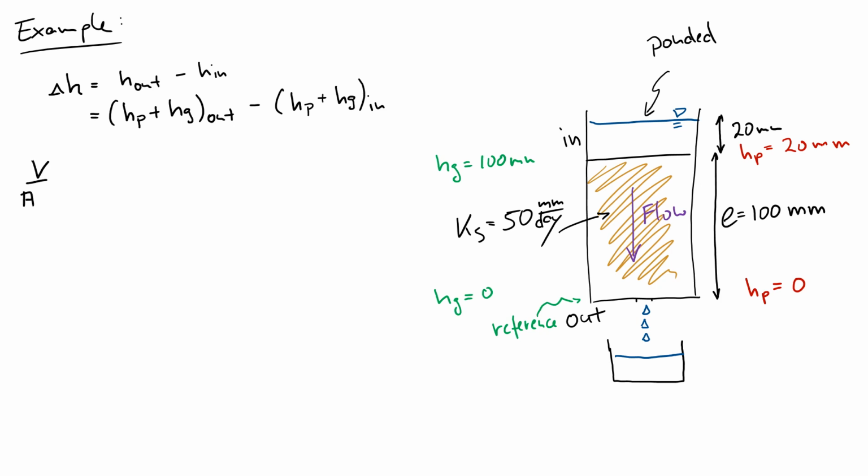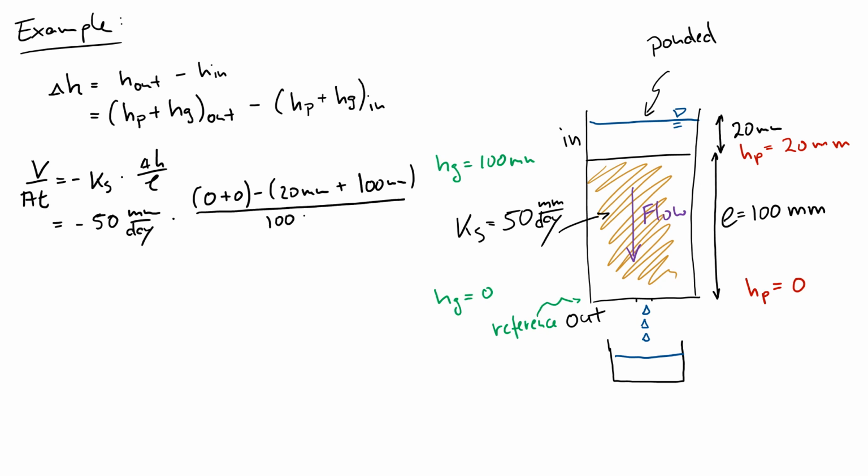We have a volume per area per time equal to minus Ks times delta H over L, which is minus 50 millimeters per day times the pressure potential at the outlet as well as the gravitational potential of 0, minus the pressure potential of 20 millimeters plus the gravitational potential of 100 millimeters, divided by 100 millimeters, equal to minus 50 millimeters per day times minus 1.2, which equals 60 millimeters per day.